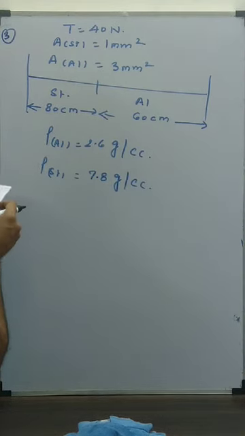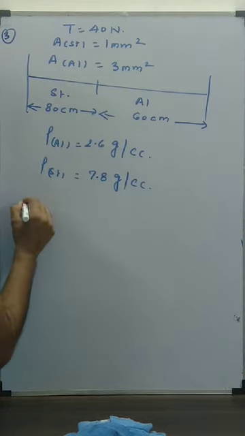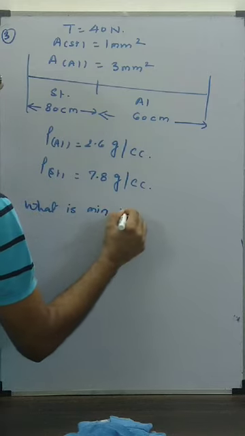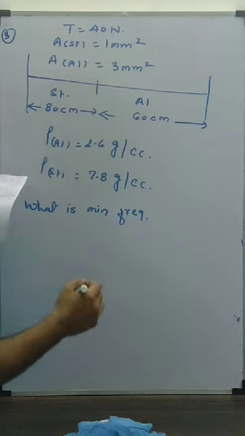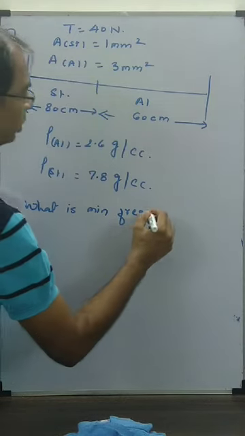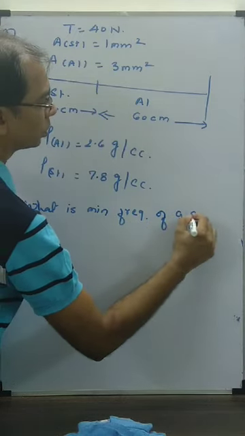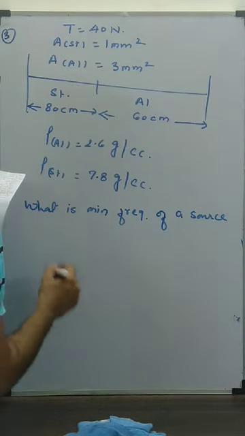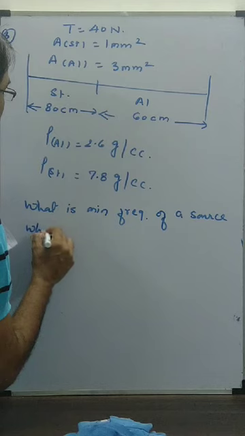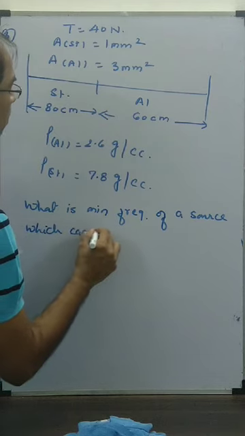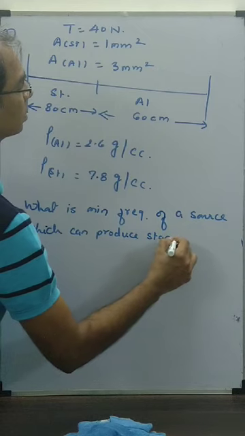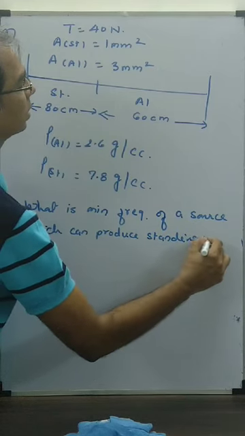What is the question then? What is the minimum frequency of a tuning fork, of a source you can say, which can produce standing waves in the system?